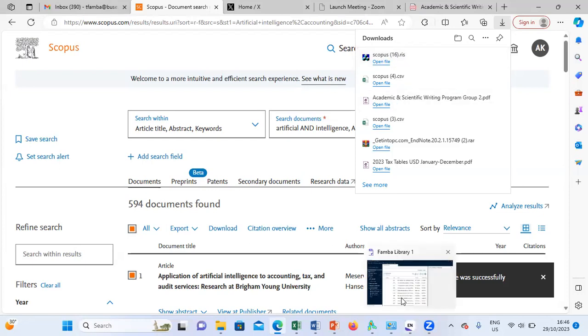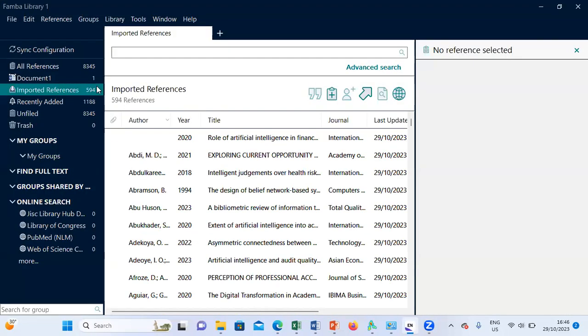Okay, I think it's open already. The library is open. Right, can you see the documents? Can you see the library? Yes, sir. You see the 594? Yes, sir. So I already have them in my library.